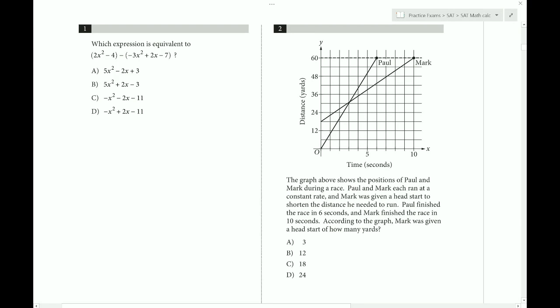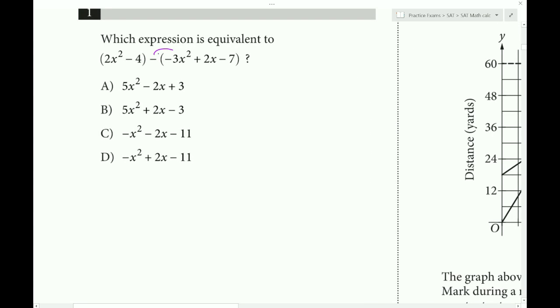So this is test 6, section 4 of the official SAT Study Guide 2016 from Collegeboard. Question 1. Which expression is equivalent to this? Alright, so we have to distribute this minus sign to each of these pieces.